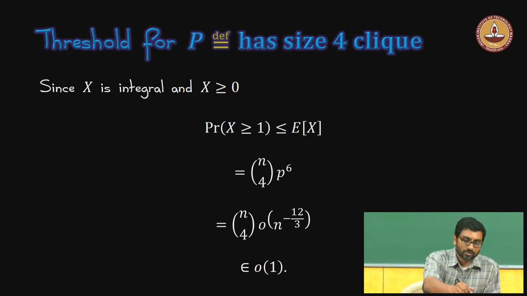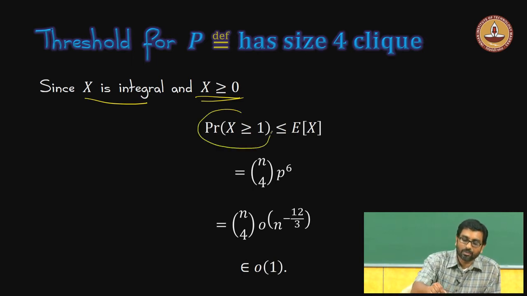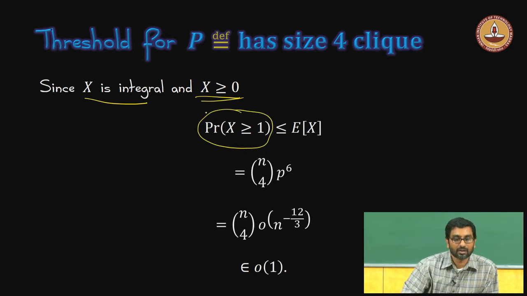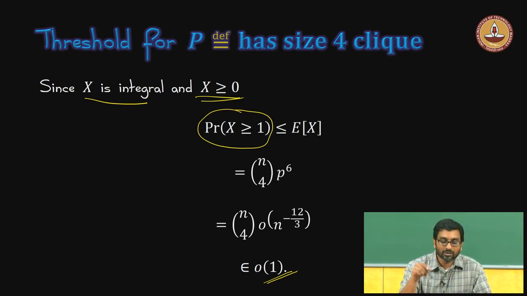And you notice that X is an integer, and X is always going to be greater than or equal to 0. So, now we can ask the question, what is the probability that X is greater than or equal to 1? We want to argue that this probability becomes very small, little o of 1. First of all, we claim that this is less than or equal to the expectation of X.